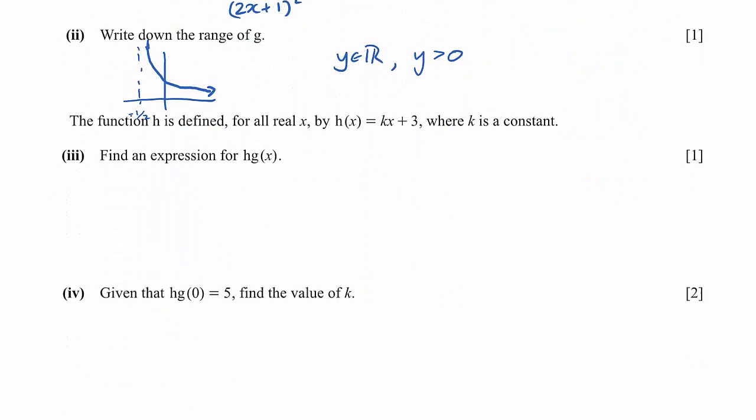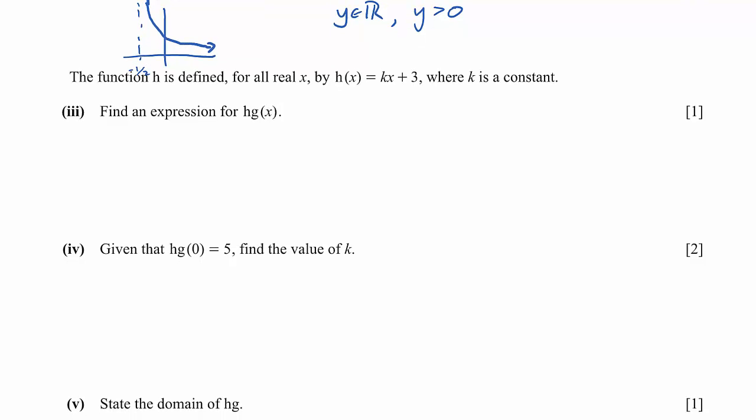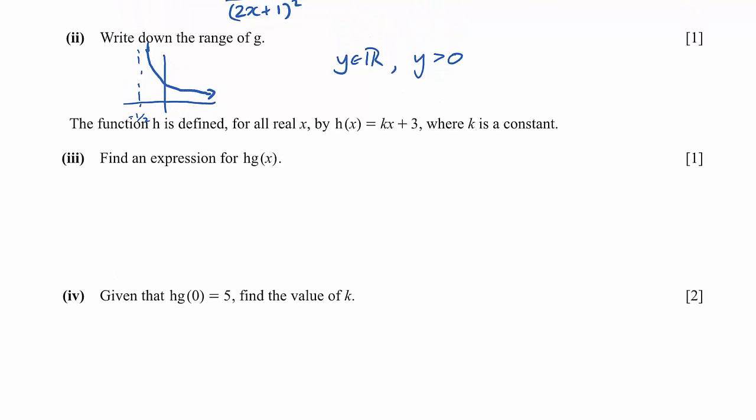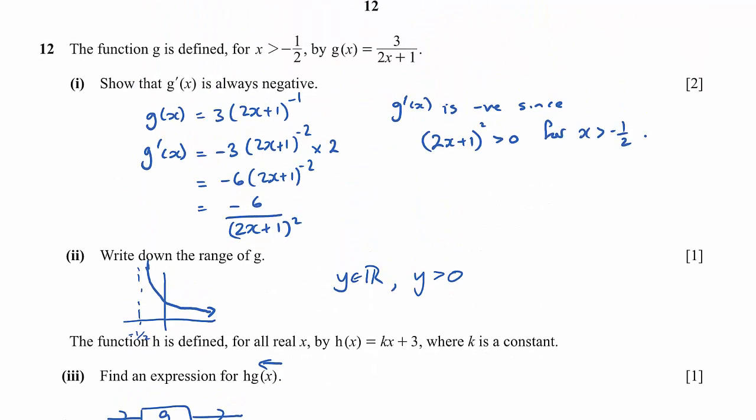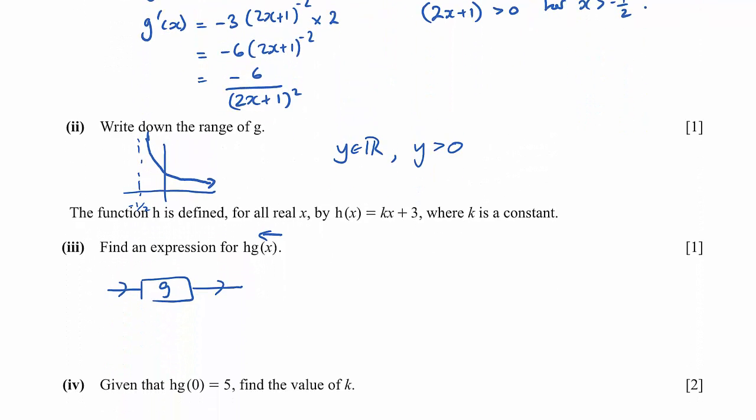So the function h is defined for all real x by h of x is kx plus 3. We want to find an expression for h of g of x. So x comes in from this side, so that means that the function g is done first. And g is 3 over 2x plus 1, so that comes out of there. And then that's going to go into h. And whatever goes into h is multiplied by k, and then 3 is added.